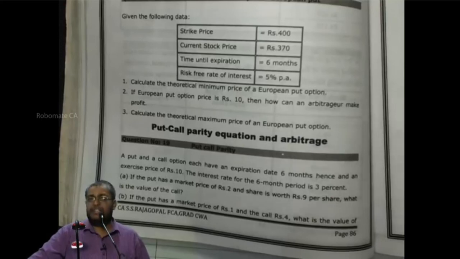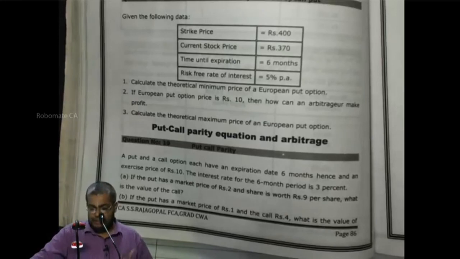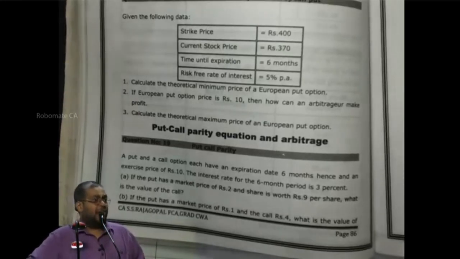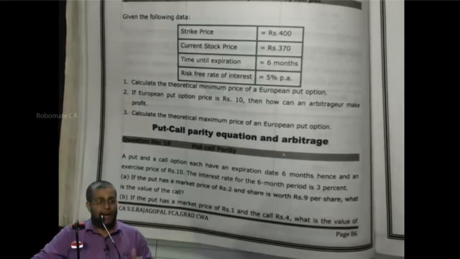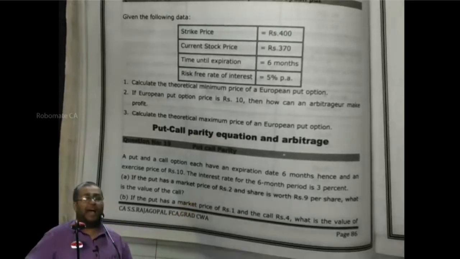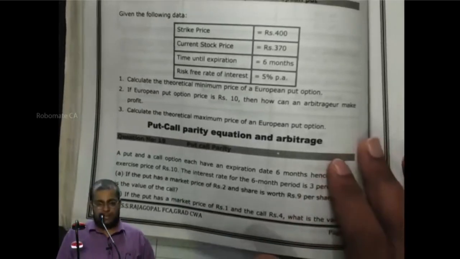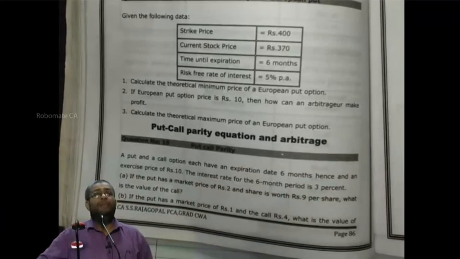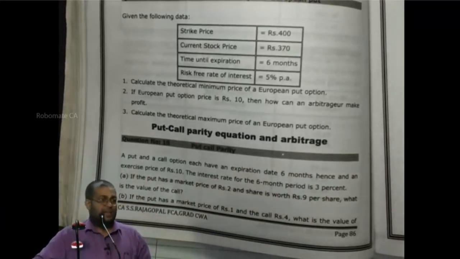Now, the next question is, 3% is the interest rate given. They say the interest rate for the 6-month period. 6-month period means it is 3% for 6 months, not per annum. One should understand it. In IFM, it is written out like this. So e power RT itself is 3%. Yes or no? Can I proceed?